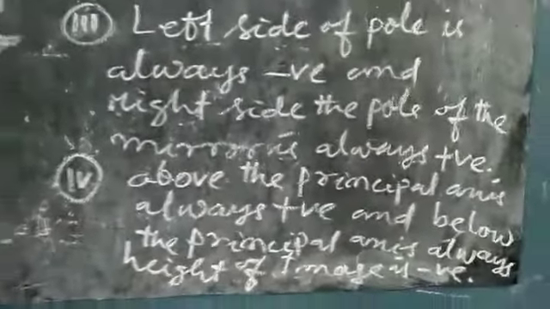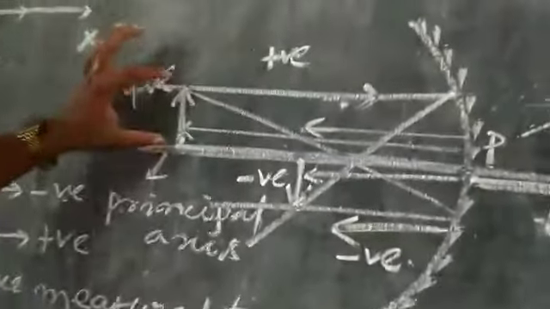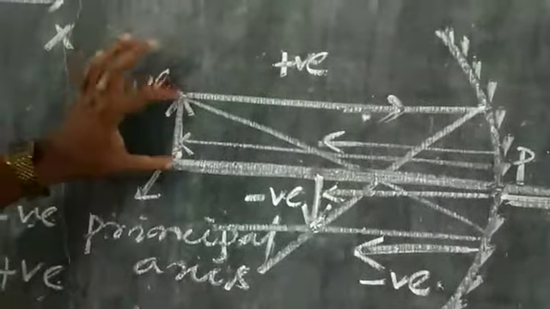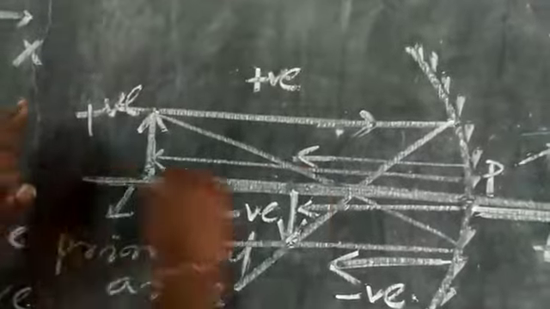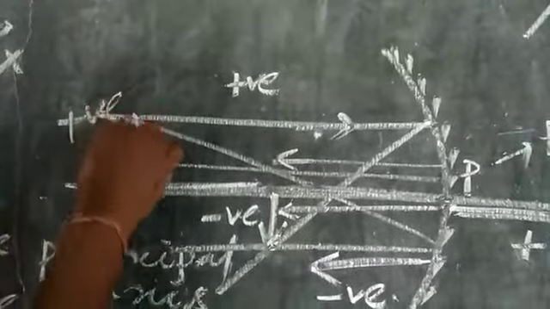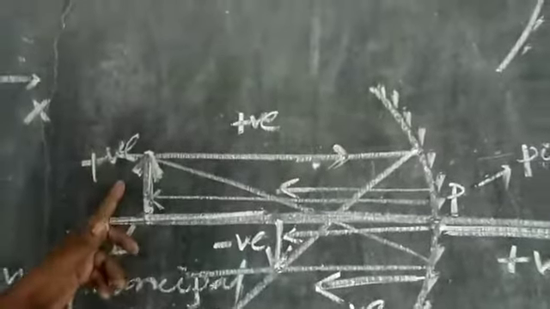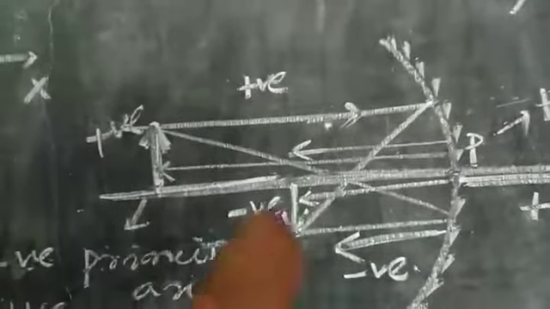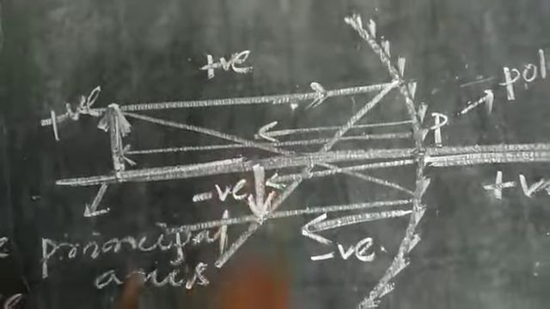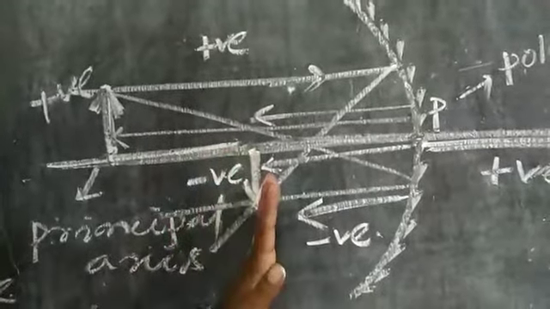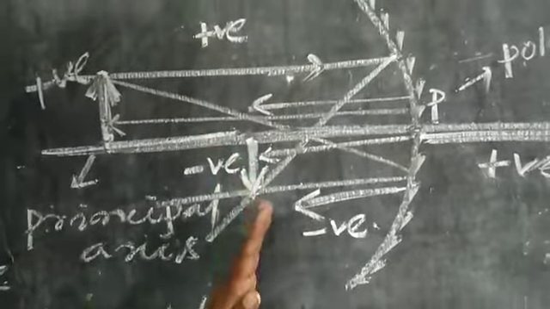That means when the object is above the principal axis, its height is always positive. And when the image is below the principal axis, its height is always negative. So you have to remember this.